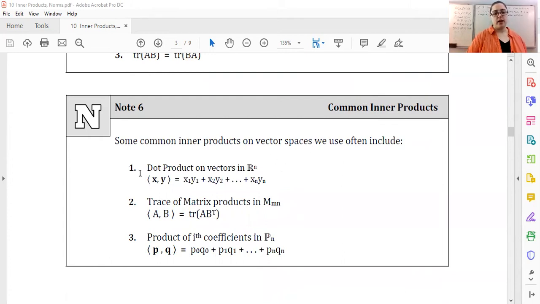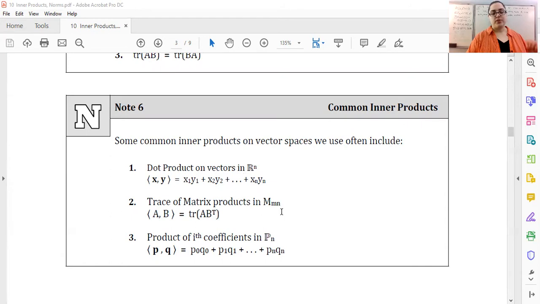All of this is important because of our common inner products. Our first one is the dot product, which we went over in the last example. The second one is, if I'm in M_mn, I can define an inner product by using the trace. Now, in order to use the trace, you need to have a square matrix. And if I look at my subscripts here, we have mn, so we do not necessarily need square matrices to find this inner product. We'll see why when we do an example.